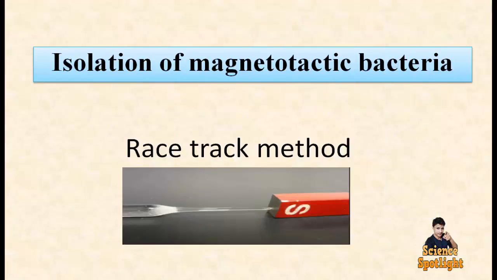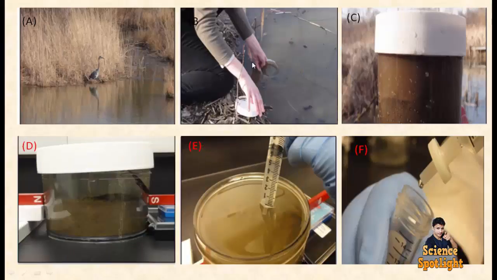And coming to how we can isolate these unique fastidious growth magnetotactic bacteria from samples. And I already told that these are ubiquitous in nature. They usually habitat in fresh water and marine water sediments. So we usually use a popular method called the racetrack method. Here these are some of the steps which are involved in the racetrack method.